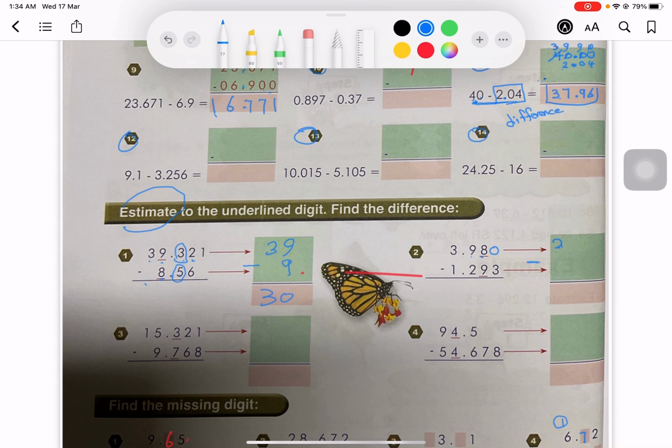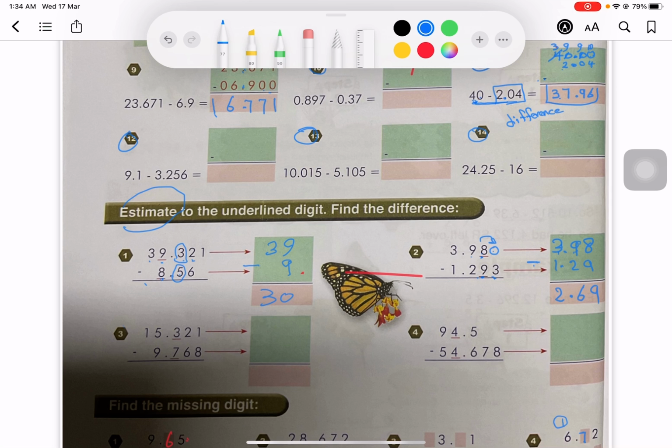I will write it like that. It will be 3.98. The 8 will stay 8 because the digit after it is 0. Now this one, the 9 will stay the 9 because the digit after it is 3. It will not give anything. So my number will be 1.29. What I am going to do, subtract: 18 minus 9, 9. This is 8. 8 minus 2, 6. Decimal. And 3 minus 1, 2. So the difference between the two numbers is 2.69.